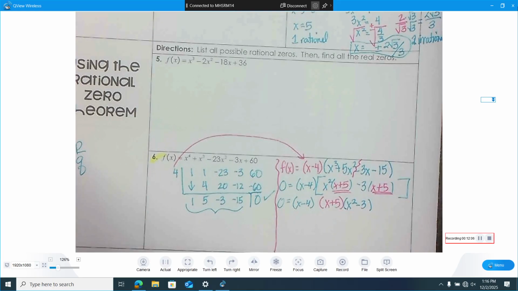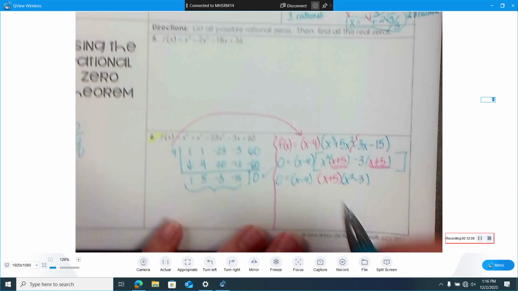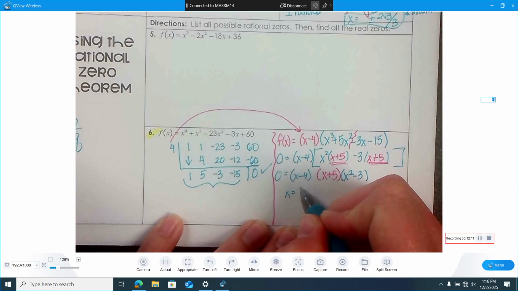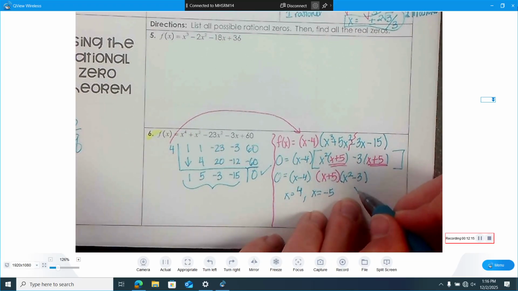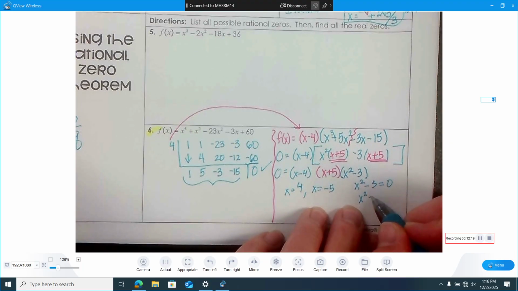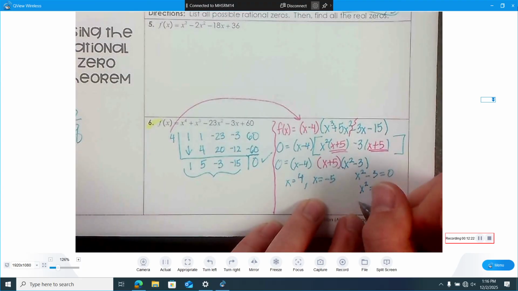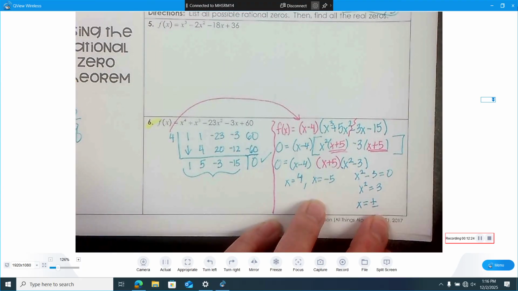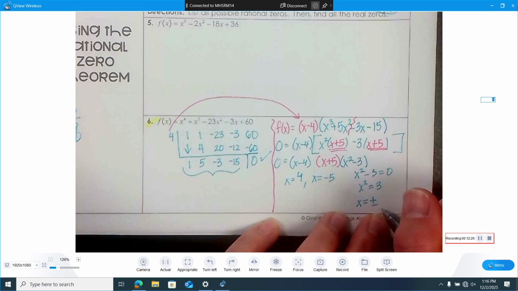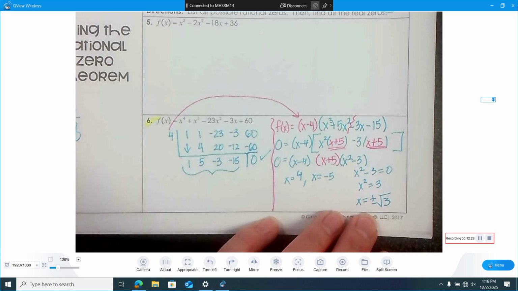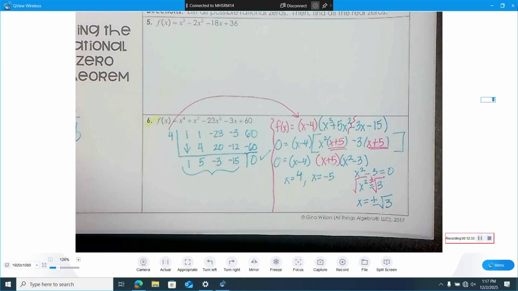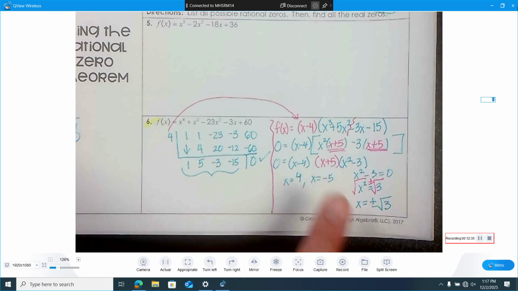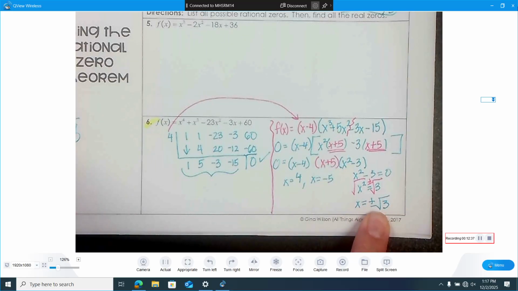All right, and then if I want to find the zeros, I can set each bubble equal to 0, which here we get x equals 4, x equals negative 5, and then this one, x squared minus 3 equals 0. You get x squared equals 3, and you said what? Plus or minus radical 3. There you go. So yes, we would take a square root of both sides. So we have 2 rationals and 1 irrational answer.